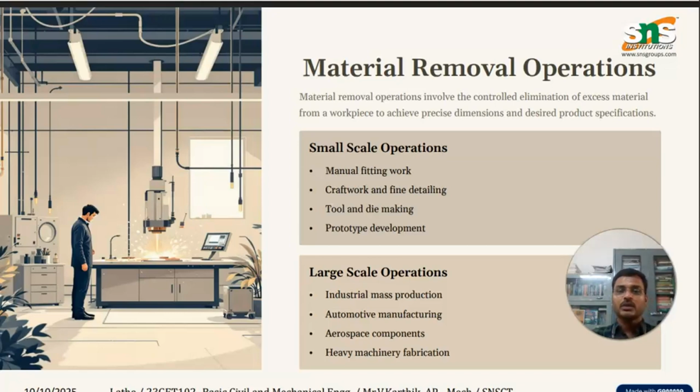Some of the small scale operations we use are manual fitting work, craft work, and fine detailing, tool and die making, prototype development. These are all some of the small scale operations we use in material removal operations. And the large scale operations are industrial mass production, such as automotive manufacturing, aerospace components, and heavy machinery fabrication. Here we use these large scale operations.